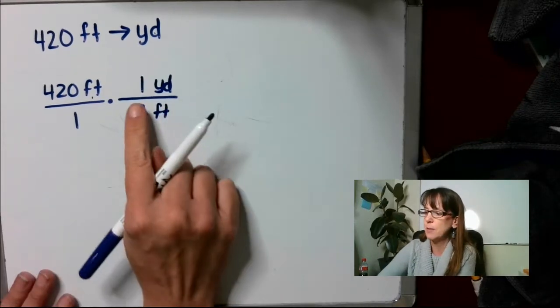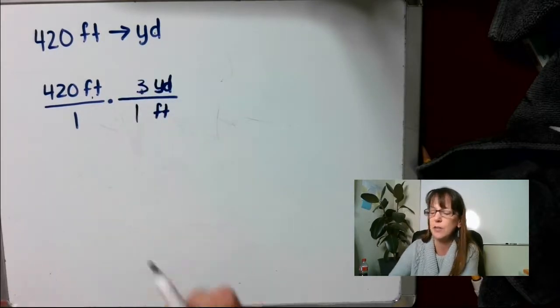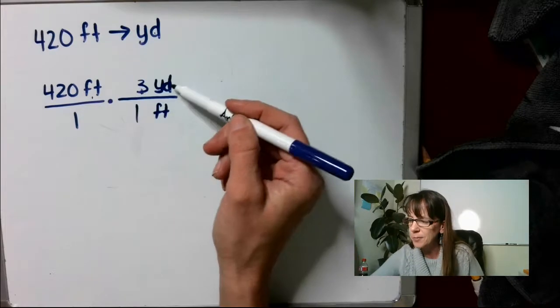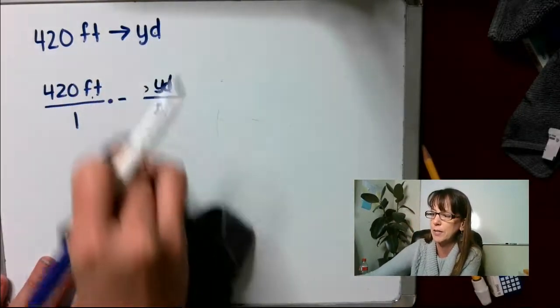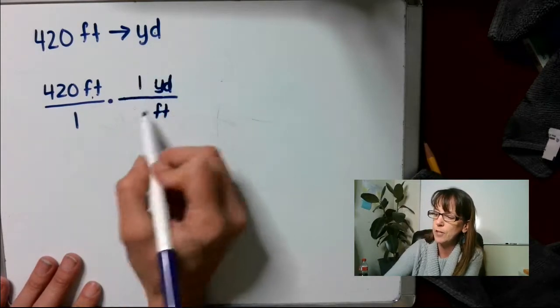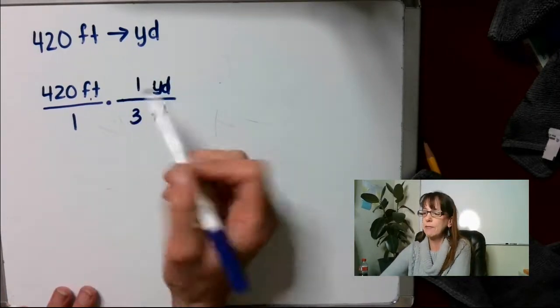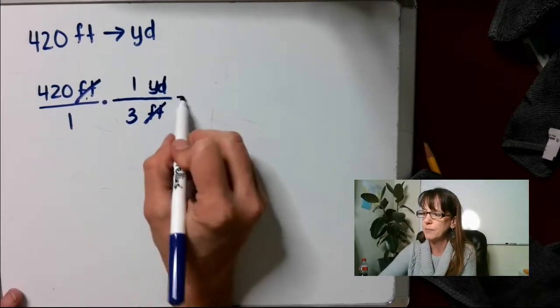Now, sometimes you'll see people make a mistake and they'll say, oh, 3 yards, 1 foot. So you've got to always double check and be like, nope, 3 yards does not equal 1 foot. So be very careful that you're putting your numbers in the right location. So in 1 yard, we have 3 feet. Now, we have feet upstairs and downstairs. So let's cancel those units out.